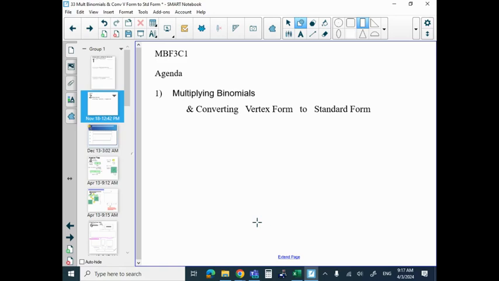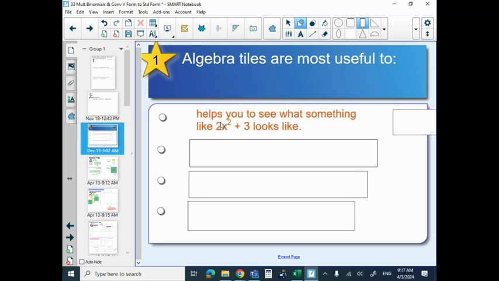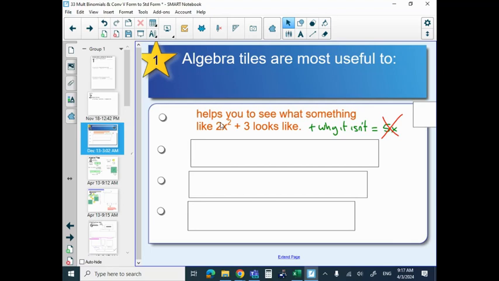To look at multiplying binomials, I'll remind you of, we'll go back to, maybe you haven't seen them, hopefully you have, algebra tiles. And they're good for representing this kind of stuff, right? So you can help visualize what 2x squared plus 3 looks like, and specifically why it isn't equal to, say, 5x or 5x squared, which people might say by accident. That's not true, and algebra tiles help you see why.